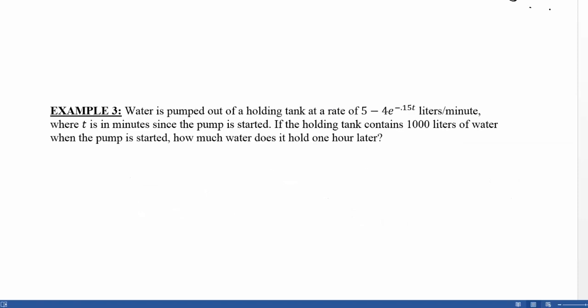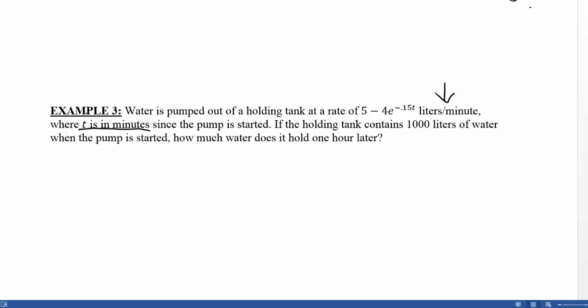Example 3. Water is pumped out of a holding tank at a rate of 5 minus 4e to the negative 0.15 t liters per minute. So our rate is in liters per minute, where t is in minutes since the pump started. If the holding tank contains 1,000 liters of water when the pump is started, how much water does it hold 1 hour later? So there's a couple things about this problem that we need to be careful about.